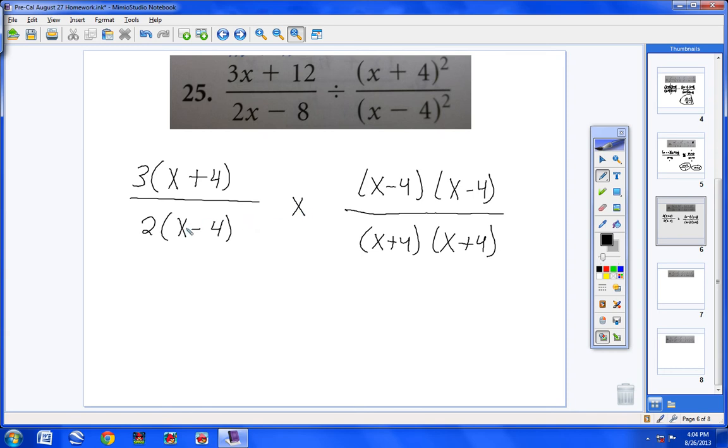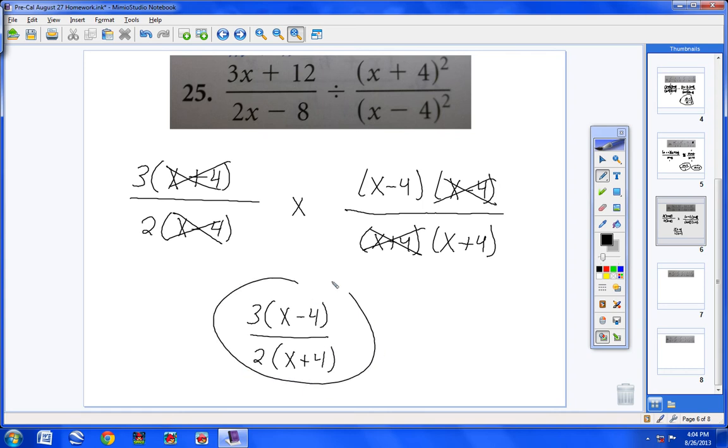And students, I'm seeing all kinds of stuff. X minus 4 would cancel with x minus 4. X plus 4 would cancel with x plus 4. So you're left with 3 times x minus 4. So 3 times x minus 4. That's for your numerator or your top. And then 2 times x plus 4. 2 times x plus 4. Now, that's an acceptable answer. I have no problem with that.